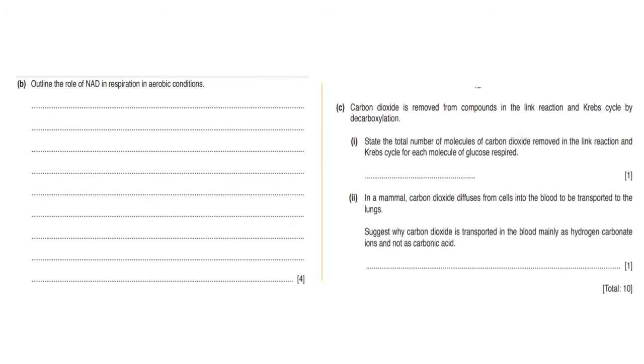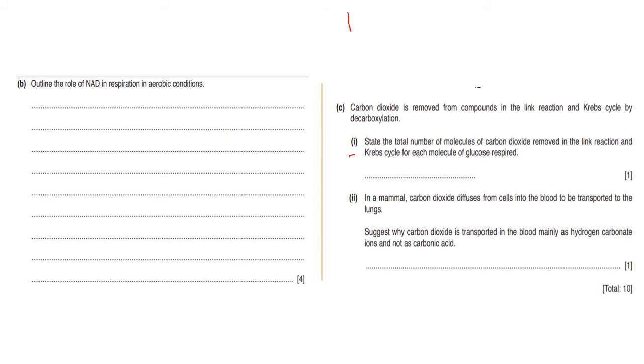Then over here we have a question that speaks about carbon dioxide being removed from compounds in the link reaction and Krebs cycle by decarboxylation. So let's look at this. Something to bear in mind when you are looking at the link reaction and the Krebs cycle is that the link reaction has a decarboxylation step. So I'm just going to try to write it out to explain what the answer to this question should be.